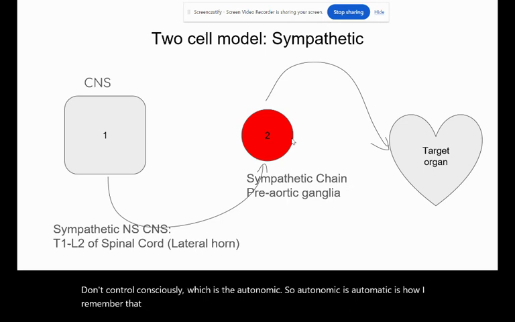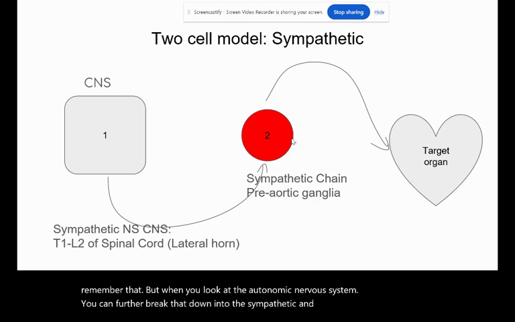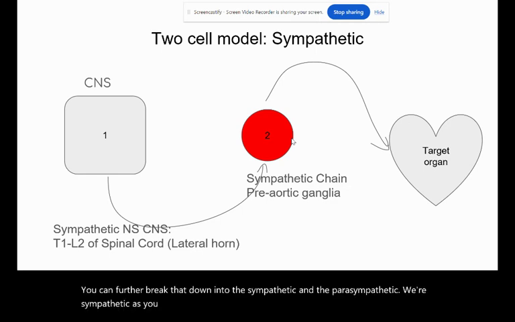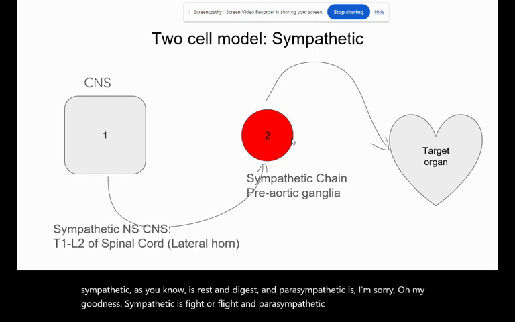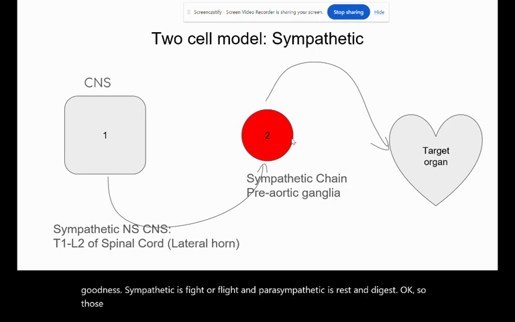But when you look at the autonomic nervous system, you can further break that down into the sympathetic and the parasympathetic, where sympathetic, as you know, is rest and digest, and parasympathetic is, oh my goodness, sympathetic is fight or flight, and parasympathetic is rest and digest. Okay, so those are the two components of the autonomic nervous system.